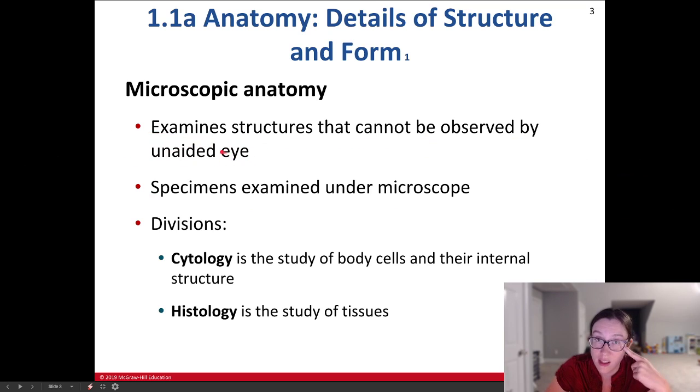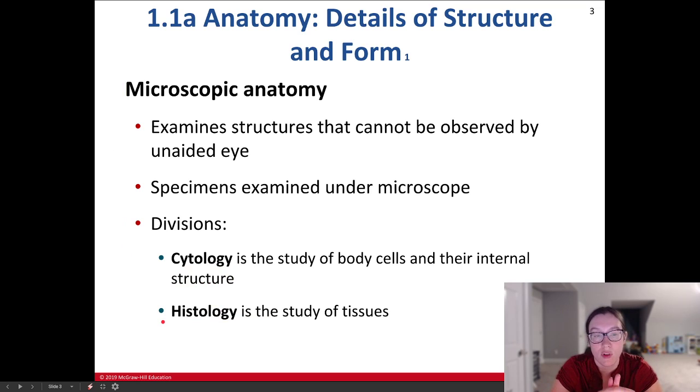That means you can't see them without using a magnifying glass, a microscope, something special to help you see these tiny little structures. The basic divisions of microscopic anatomy are going to be cytology, which is the study of cells, and histology, which is the study of tissues.